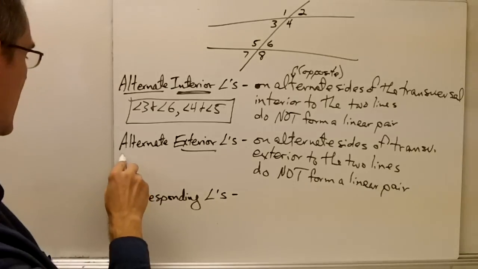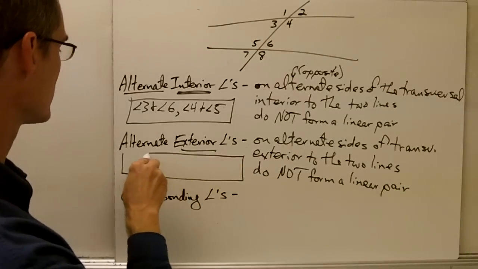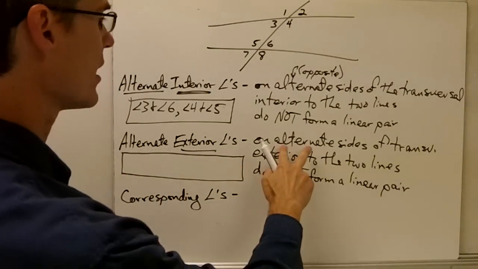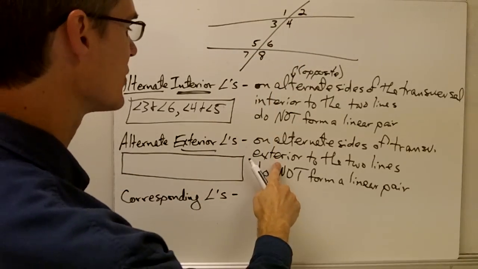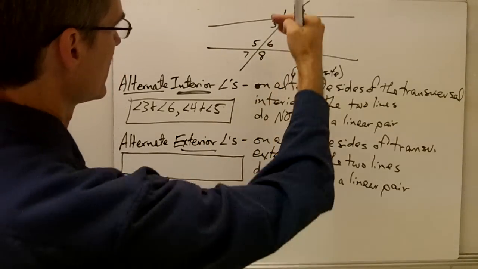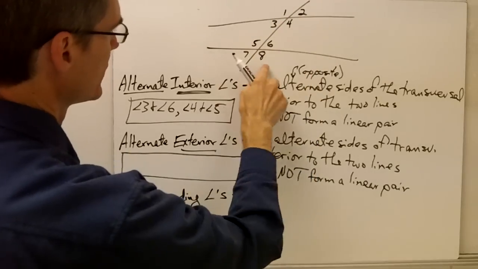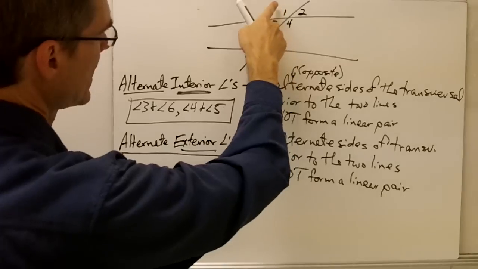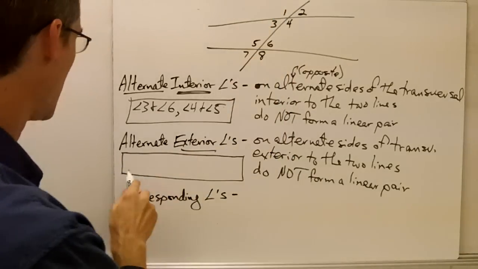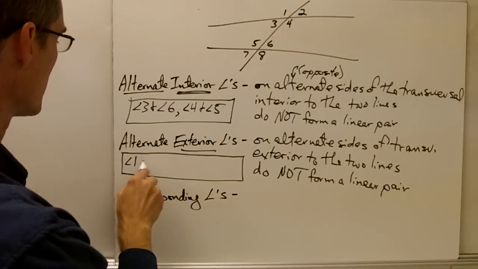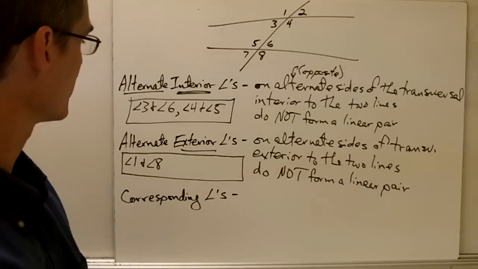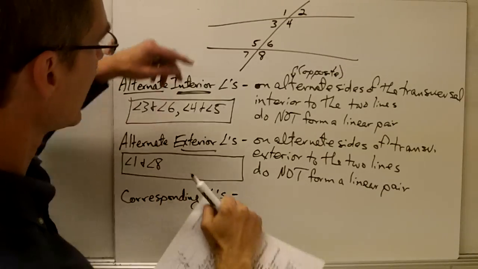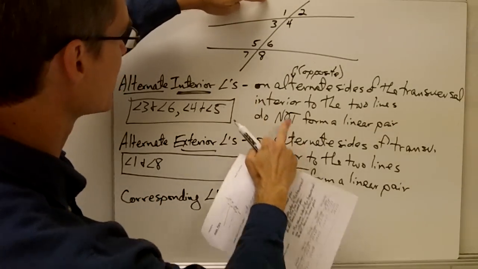All right, so let's see if we can identify the alternate exterior angles. Okay, alternate sides of the transversal, one on the left, one on the right. Exterior to the two lines. Okay, so my exterior angles here are 1 and 2 and 7 and 8. So let's see, angle 1 and angle 8 would be one example of a pair of alternate exterior angles. I've got angle 1 and angle 8. They are on alternate sides of the transversal.